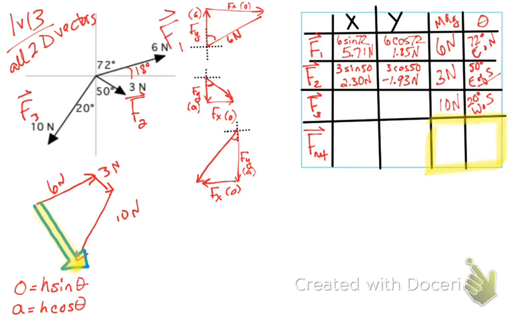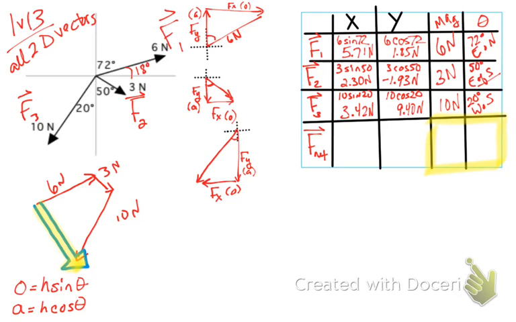So based on that, it is 10 sine of 20 for my x component and 10 cosine of 20 for my y component of force. 3.42 newtons. 9.40. All right, so now we have the values.